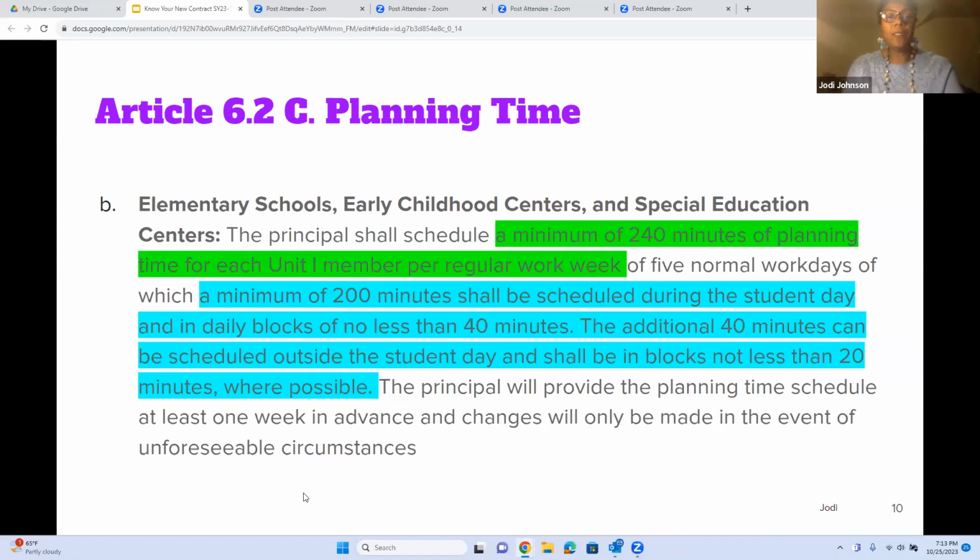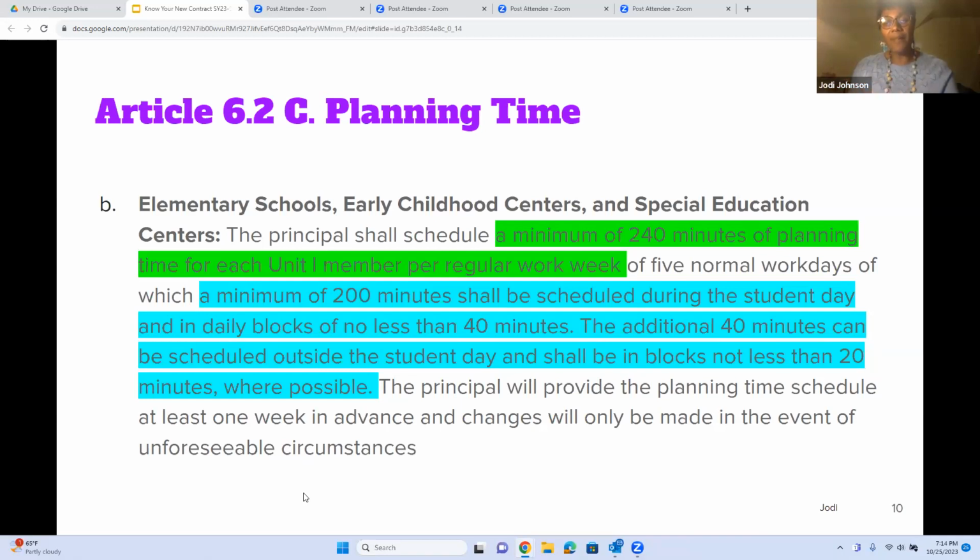Article 6.2C, still talking about teacher planning time, for elementary schools, early childhood centers, and special education centers. And the language here for these areas, we're looking at 40 minutes minimum, but that's for every day, 5 days a week. However, the minimum that a principal shall schedule is 240 minutes for the whole week. That can be included before school or after school, that last 40 minutes.